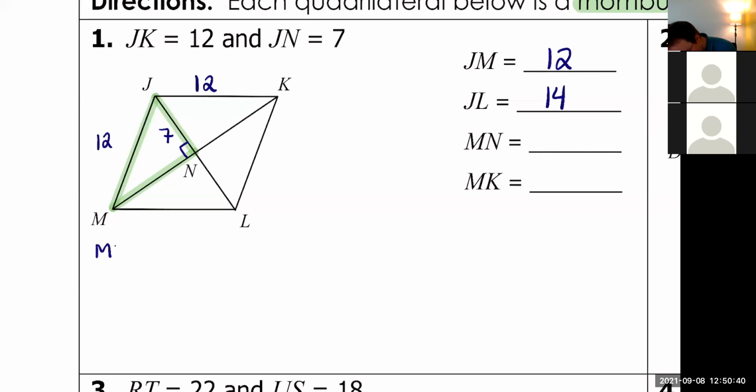So here's my work for finding MN. I have one of the legs. I have the hypotenuse. MN is the other leg. So MN, I'm going to say is X. So I'll have X squared plus the other leg, which is 7 squared, equals the hypotenuse, which is 12 squared. And then I'm going to work through solving it. X squared is just still x squared. 7 squared is 49. 12 squared gives me 144.